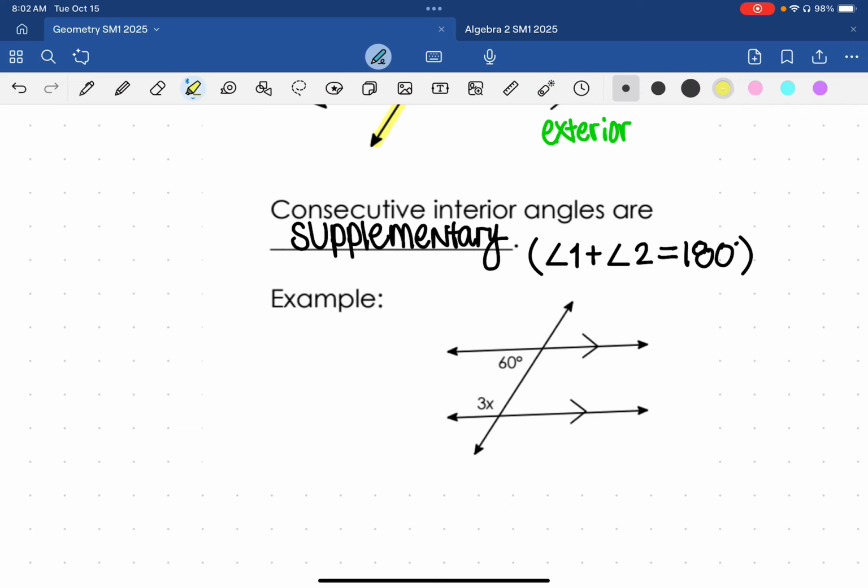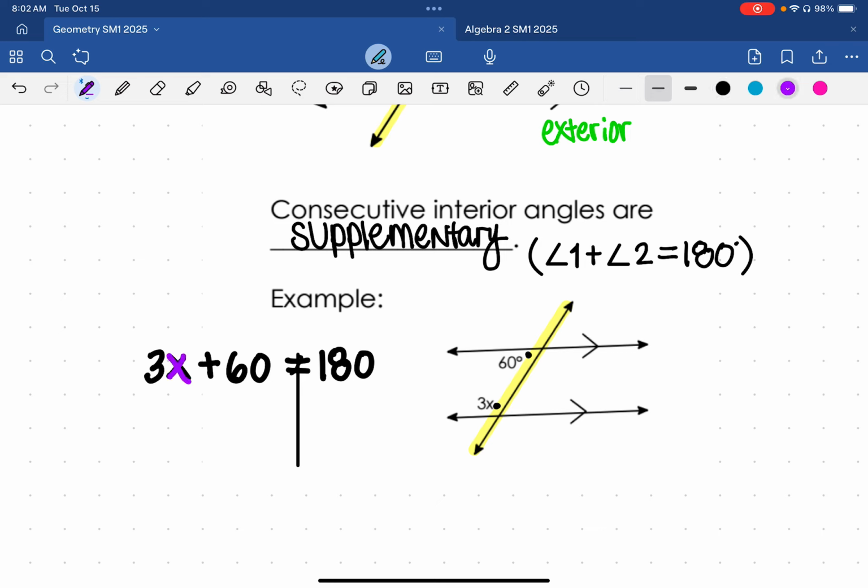So in my example, I'm going to notice that I have my transversal, and then I'm going to notice that these two angles right here would be the black dots from up above, meaning that I can go ahead and add them together, and they have to equal 180 degrees. Now I can go ahead and I can solve for x. Oops. There we go.